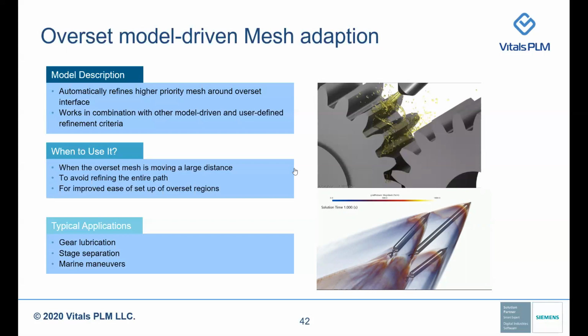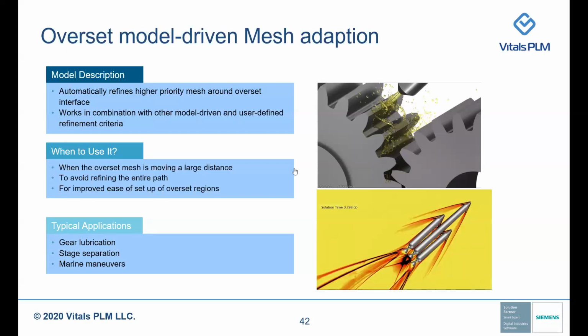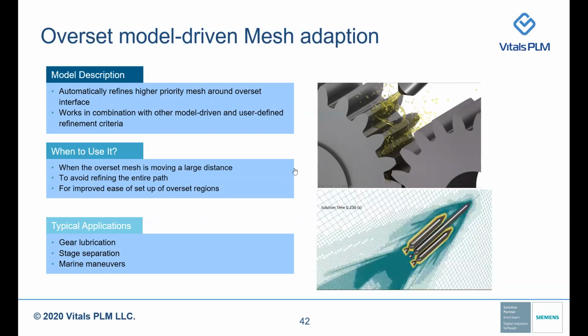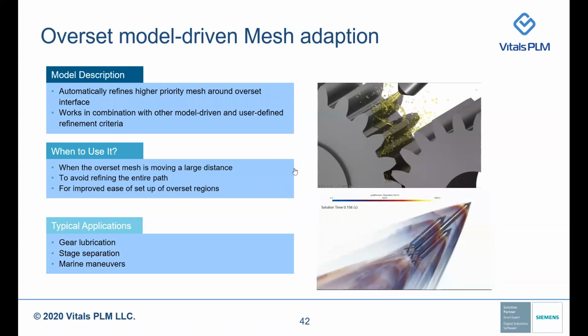Typical applications include, as we see here, gear lubrication and stage separation, where the booster separates from the rocket at high speed. Again, to give an idea, I'm playing the animation. When the booster separates, you can see the mesh is propagating with respect to the separating boosters. You can see the mesh coarsening interface moving and expanding as the boosters separate from the rocket.